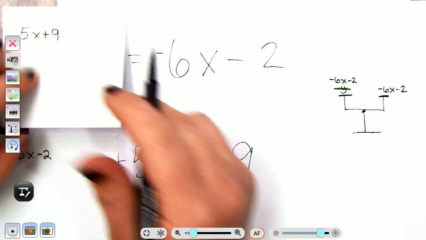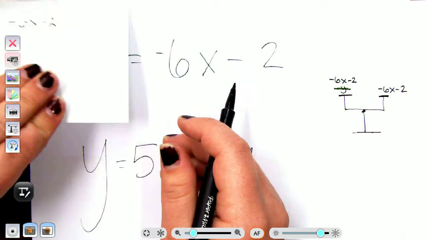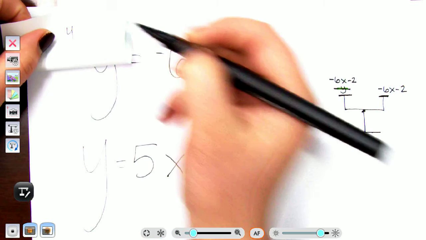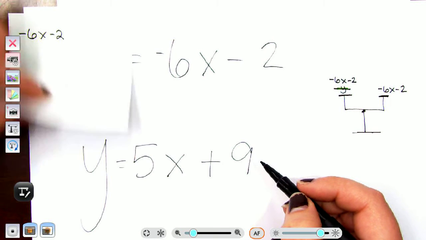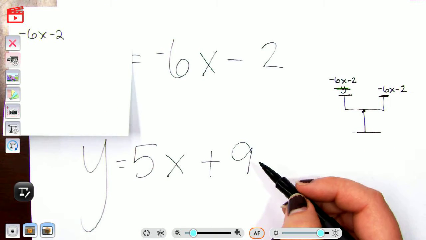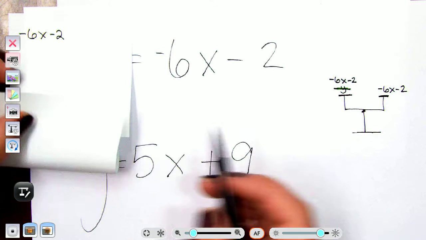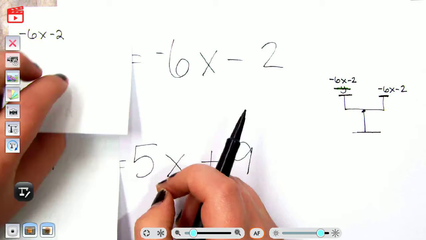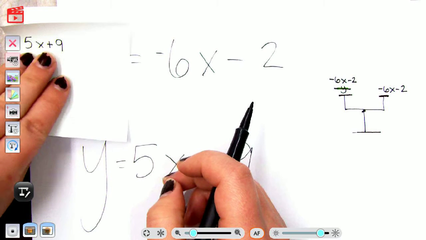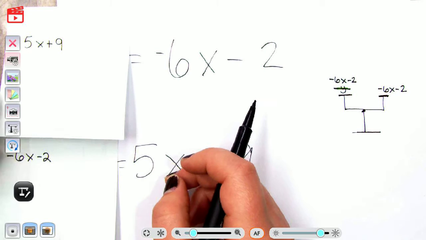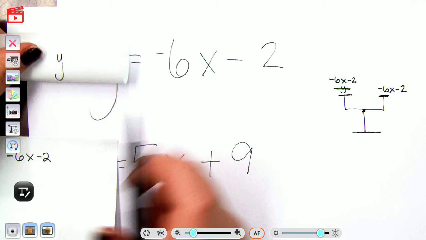We know that this negative 6x minus 2 is equal to y. I'm going to cheat a little bit. Here's y. Y is negative 6x minus 2. Y is 5x plus 9. And then if I switch their place, again, remember I wrote that cheat? 5x plus 9 is y.